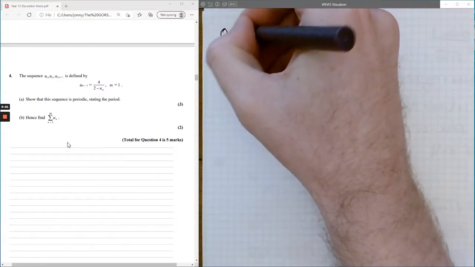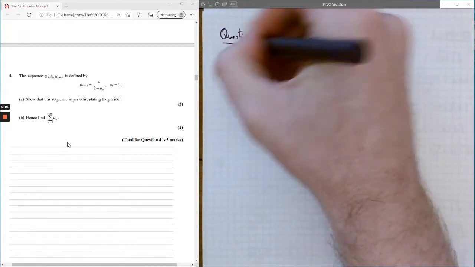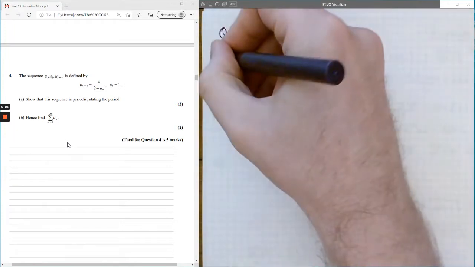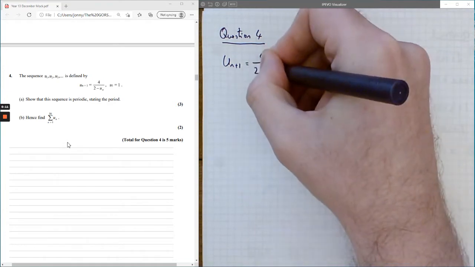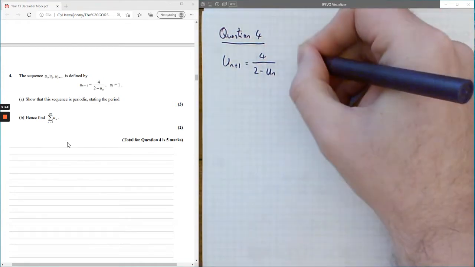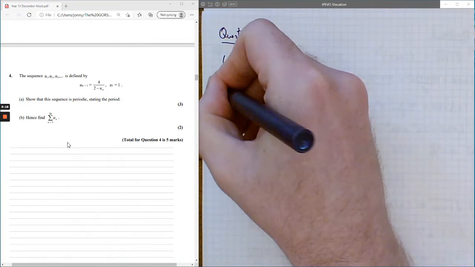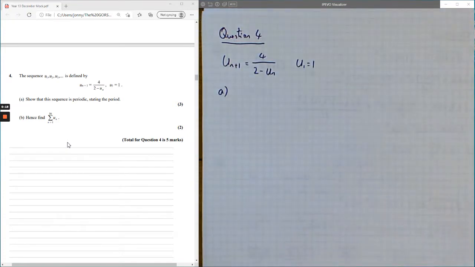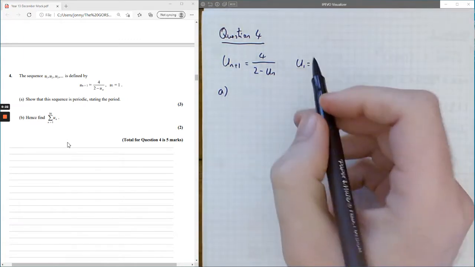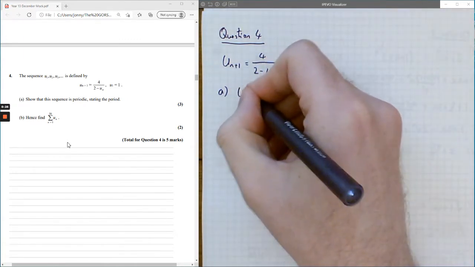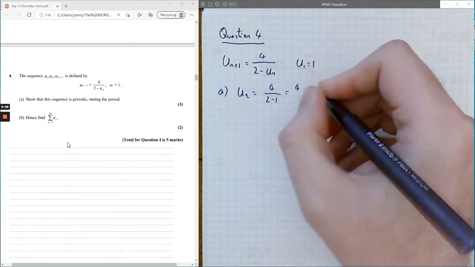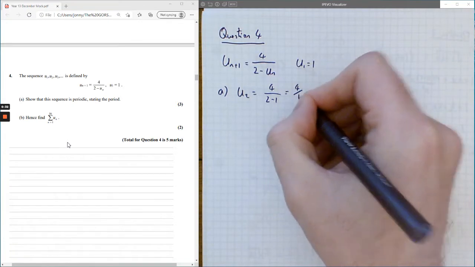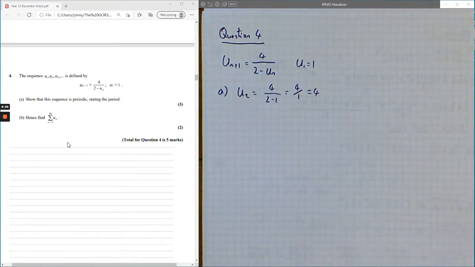Okay, question 4 is about a sequence that has this formula, u(n+1) = 4/(2 − u(n)), and u1 equals 1. Show that it's periodic. So to show that it's periodic, we want to show that it's repeating, that it's going round in circles. So we substitute in the value of u1 to give us the value of u2, which is 4.